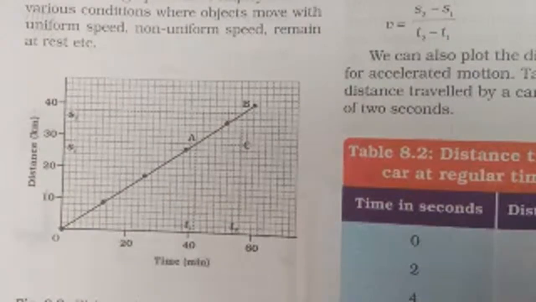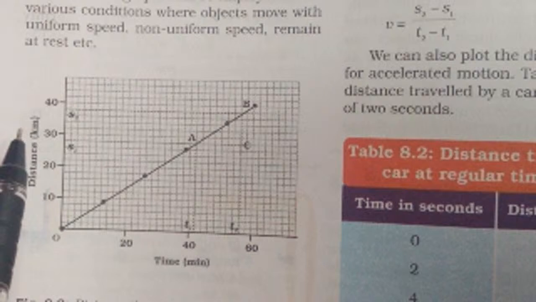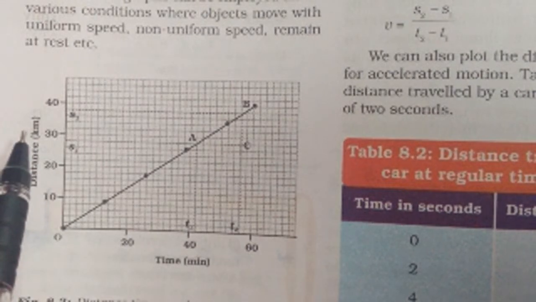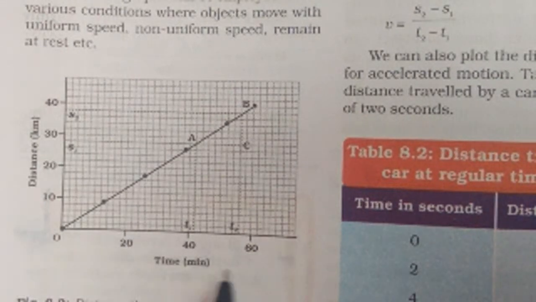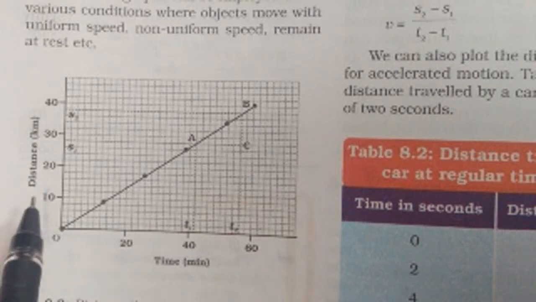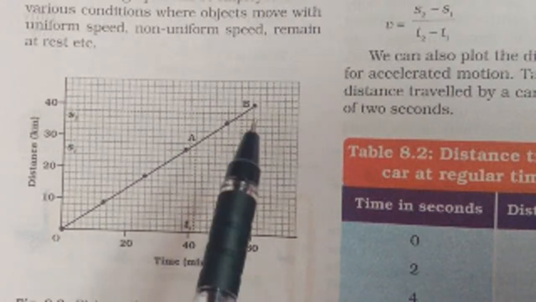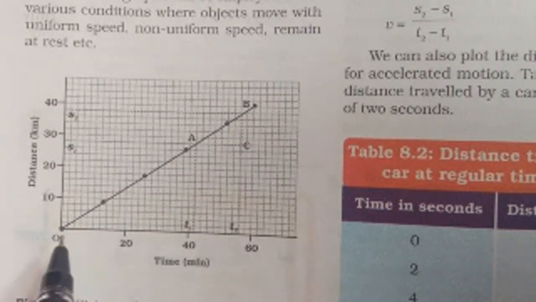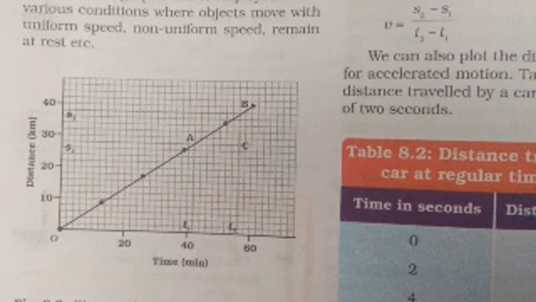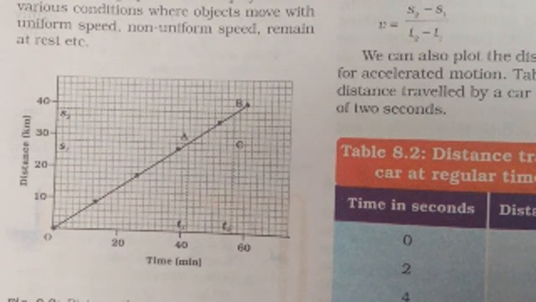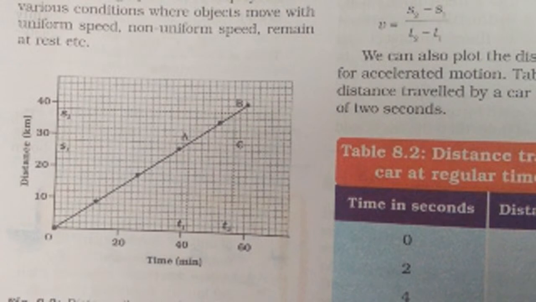Okay, distance time graph of an object moving with uniform speed. Here distance is considered on the y-axis and time on the x-axis. That is very, very important. Distance we are considering on the y-axis and time on the x-axis, and the graph comes as a straight line passing through the origin. This is the distance time graph of an object moving with uniform speed.